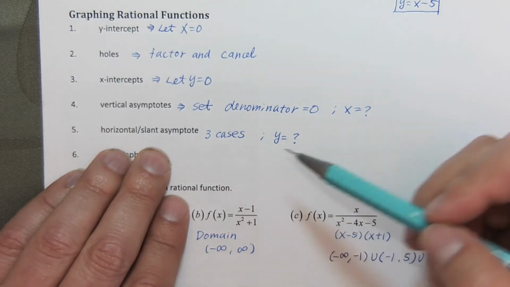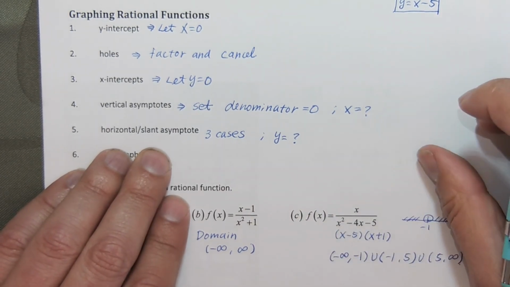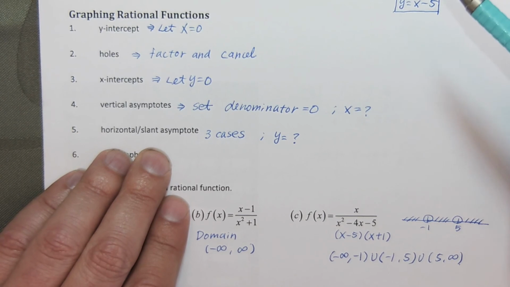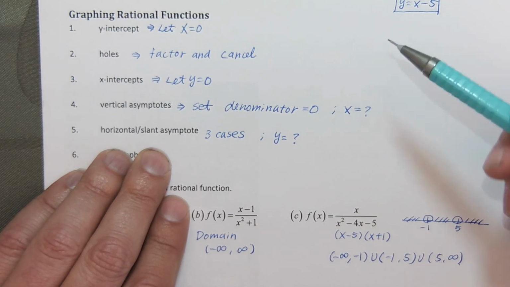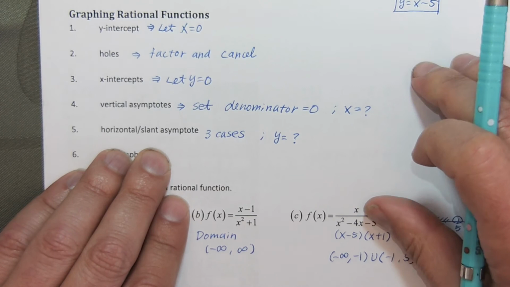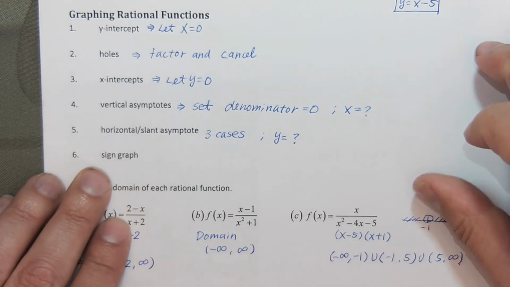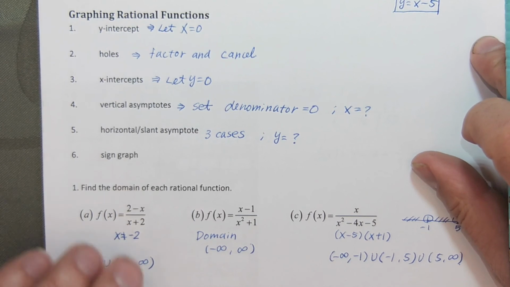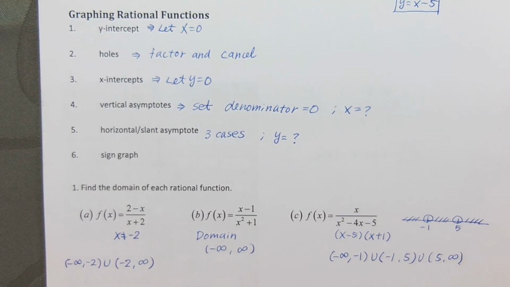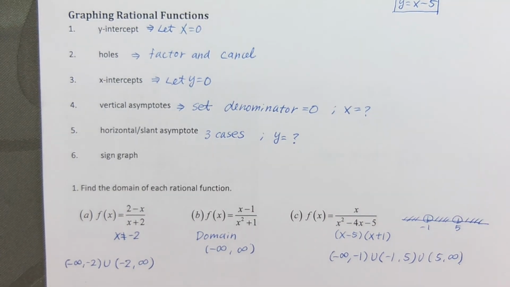Horizontal and slant asymptote, just on the previous page you saw there are 3 cases. When the degree of the numerator and denominator, one is bigger than the other or the same. Those are those 3 cases. We just talked about that. And then the sign of the graph. That's going to be that lead coefficient, exactly what's happening with that. So those are the 6 main things that we're going to be looking for.